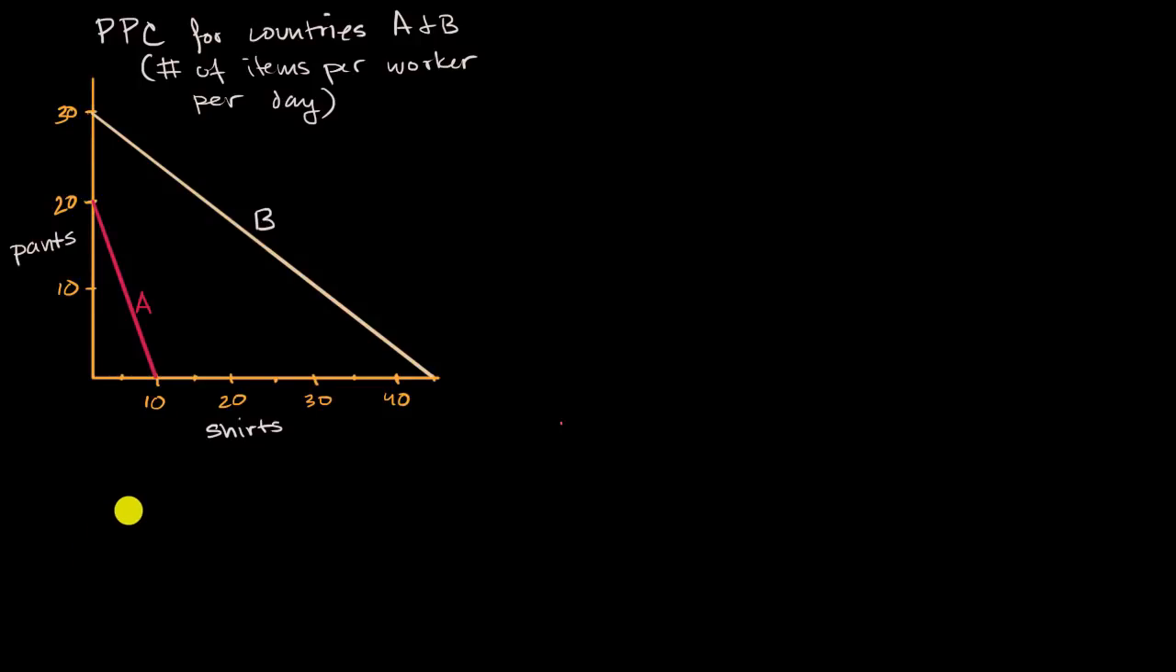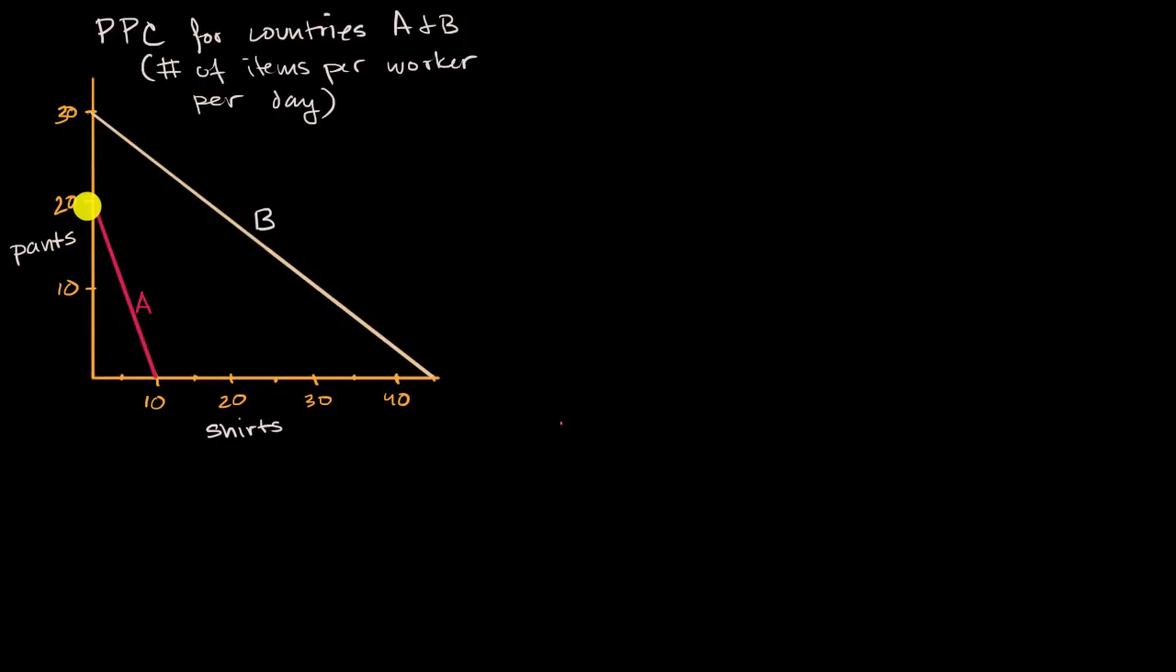Let's imagine a very simple world, as we tend to do in economics, that has two countries that are each capable of producing either pants or shirts or some combination. And so what we have here are the production possibility curves for each of those countries. And this is in per worker per day.